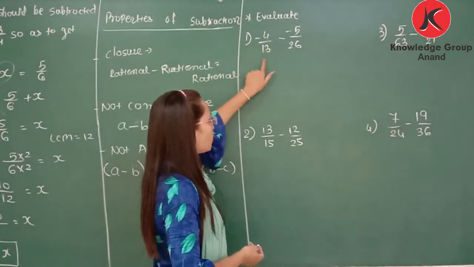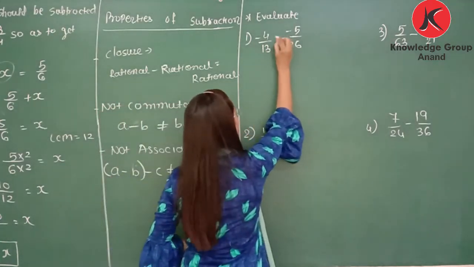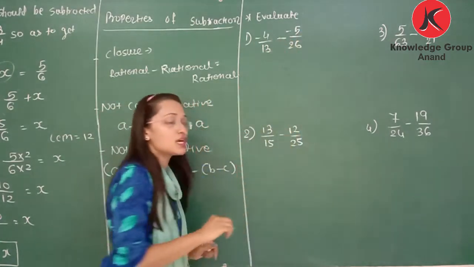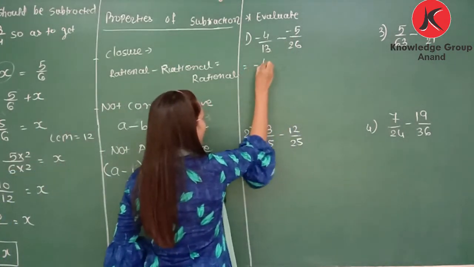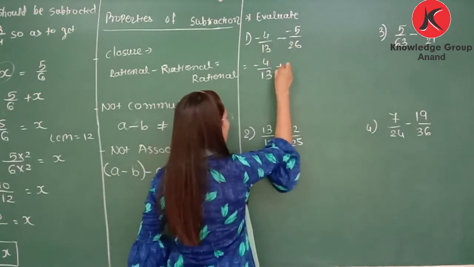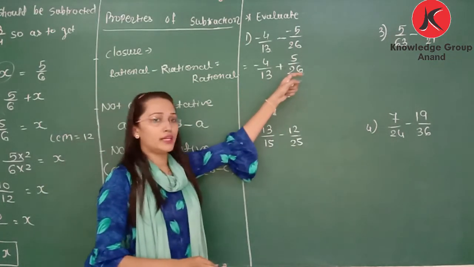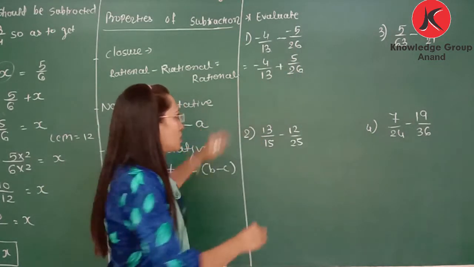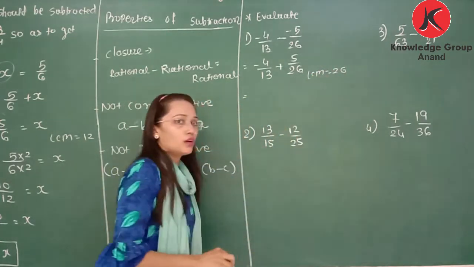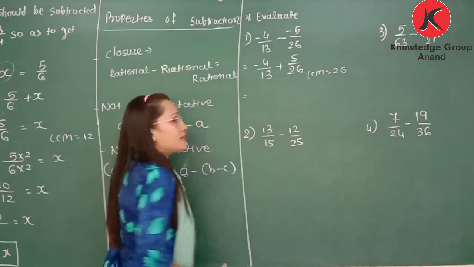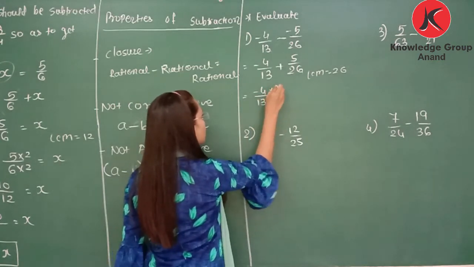Now let's solve some examples of rational numbers. So here, minus 4 by 13 minus 5 by 26. The rational numbers are minus 4 by 13 and minus 5 by 26, and you need to perform the subtraction. So here you can change the sign: minus 4 by 13 plus minus 5 by 26. Now the LCM of 13 and 26 is 26. So 13 needs to be multiplied with 2. So minus 4 by 13 is multiplied with 2.